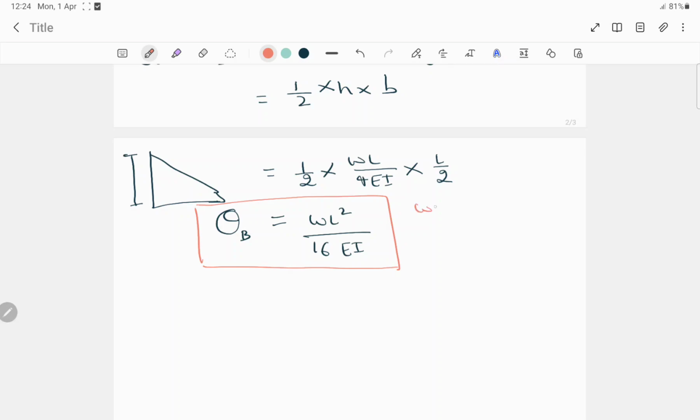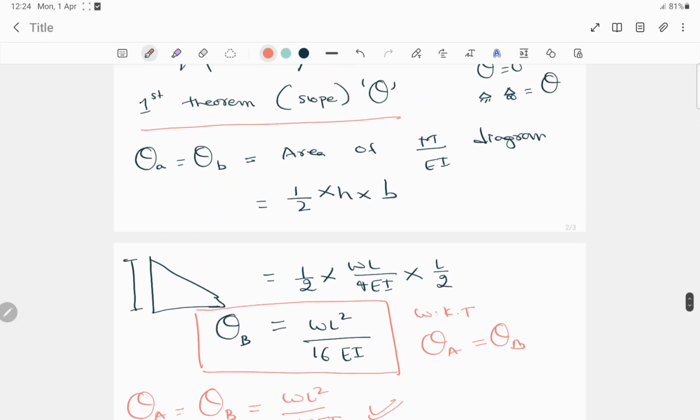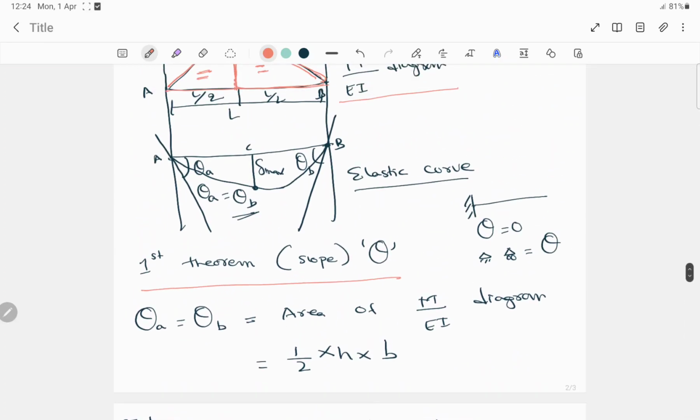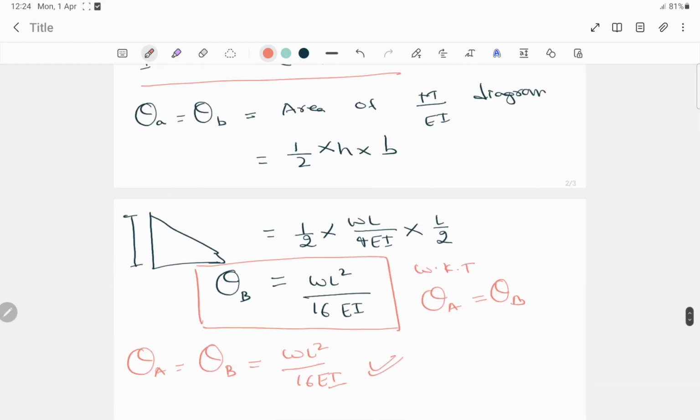We know that theta A is equal to theta B, so you can write theta A equals theta B equals WL square by 16 EI. This is the value for the slope. Now the second step is to find the deflection. We have the values for theta A and theta B, and the next step is to find the maximum deflection.